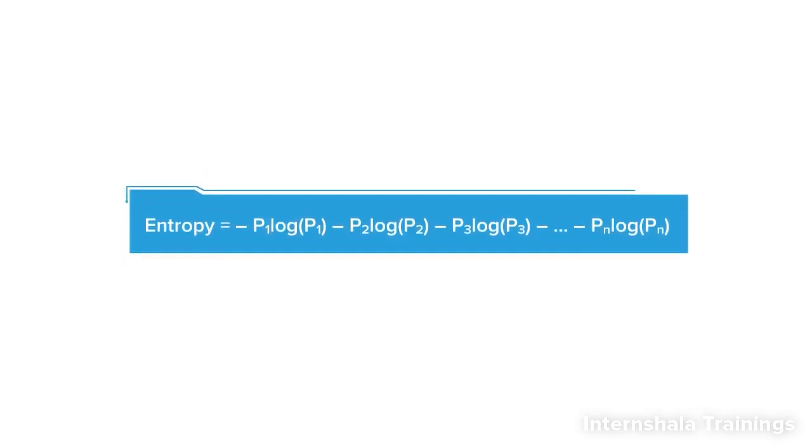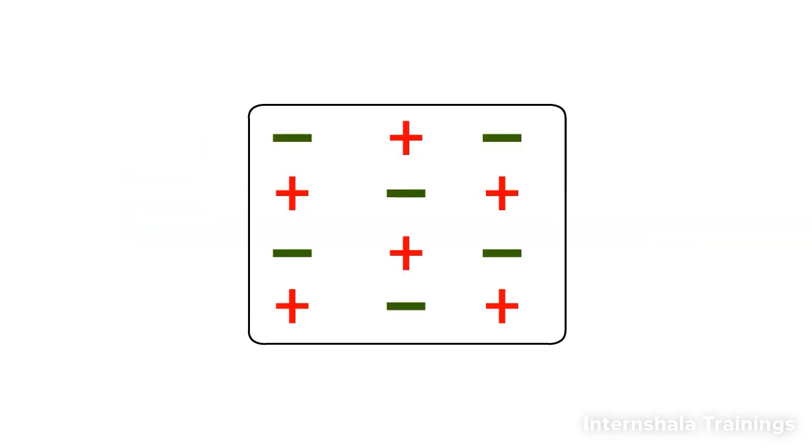So, let's look at how we can calculate entropy. We can calculate the entropy as minus P1 log P1 minus P2 log P2 minus P3 log P3 up to minus Pn log Pn, considering there are n classes. Here, P1, P2, P3 are the percentage of each class in the node and the base for the log would be n. To understand how entropy is calculated, let's consider this node.